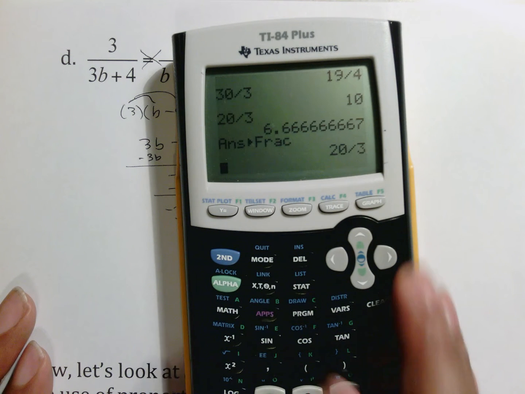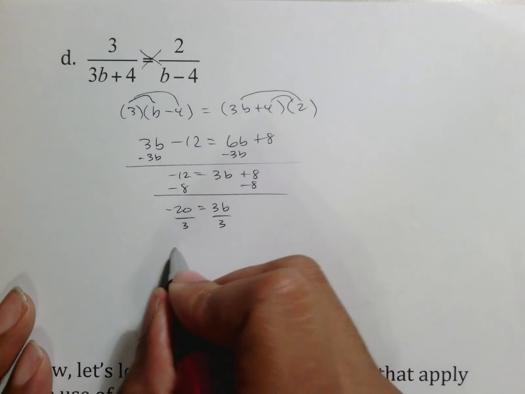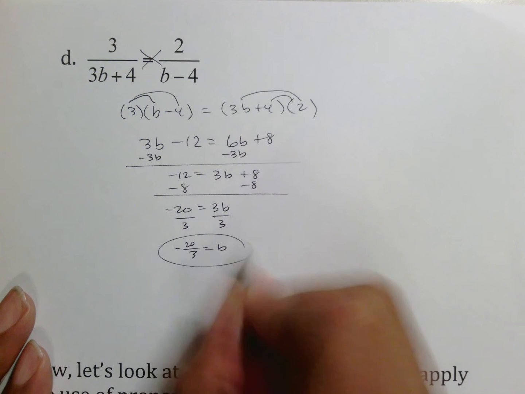Math, enter, enter. And again, 20 over 3 is what it reduces to be, so negative 20 over 3 is our answer there.